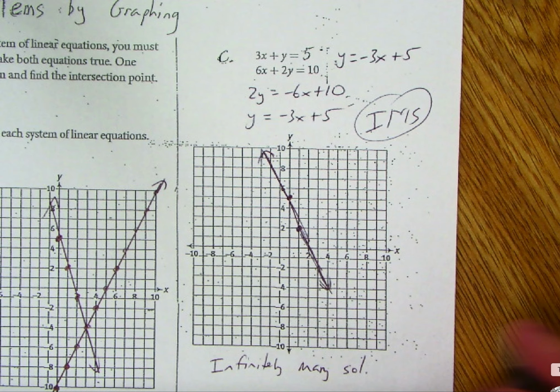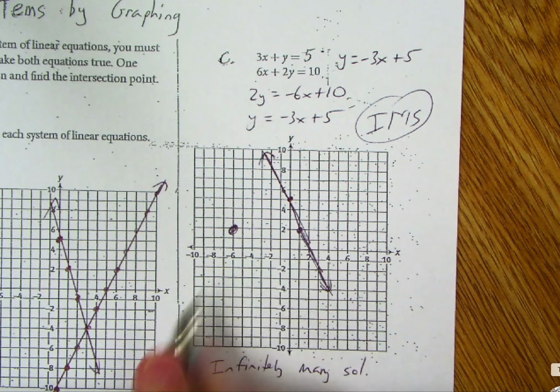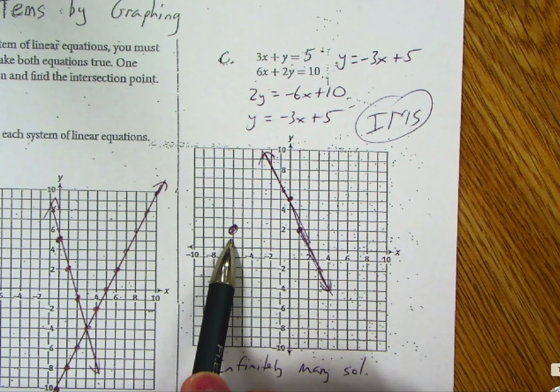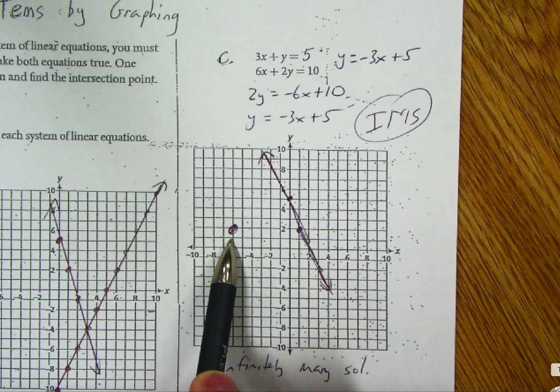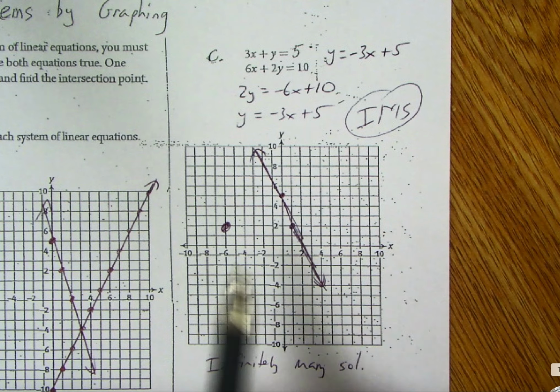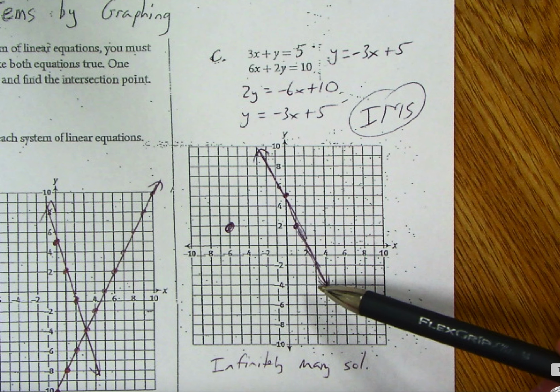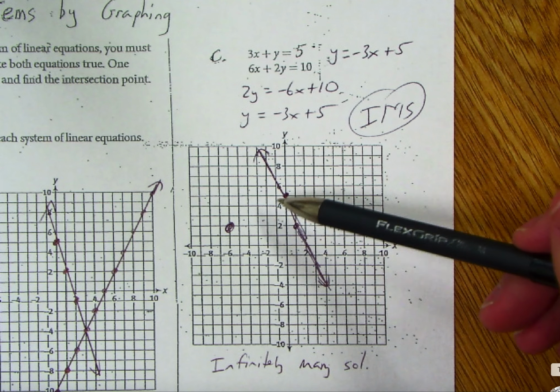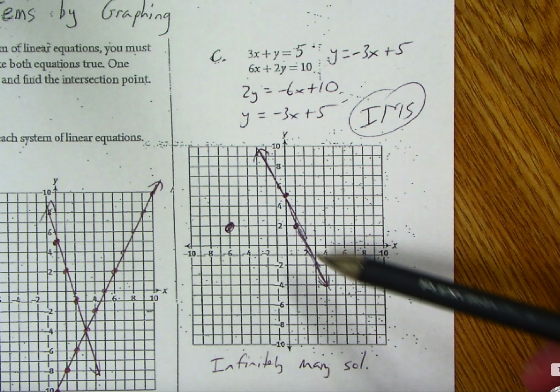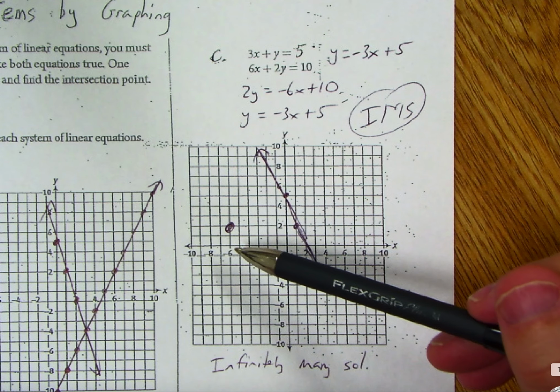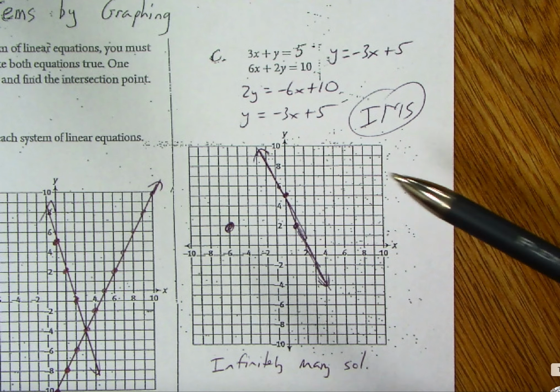If you say all real numbers, you're saying this point right here, for example, is a solution. You're saying every single number is a solution. And that's not true. The only solutions are the ones along the line right here. There's infinitely many of them because that line goes on forever, but we can't say all real numbers because not every number actually works.